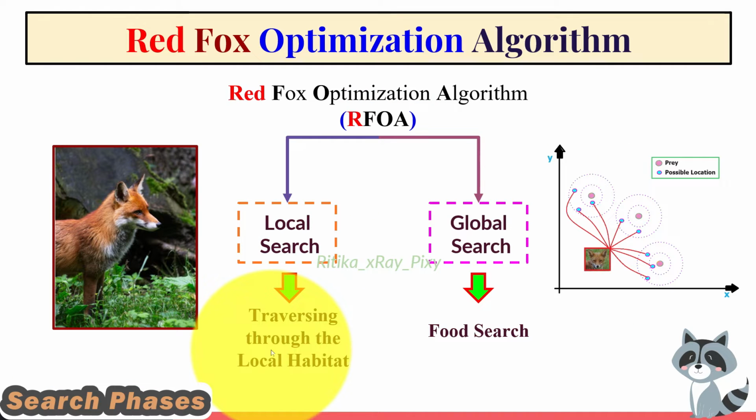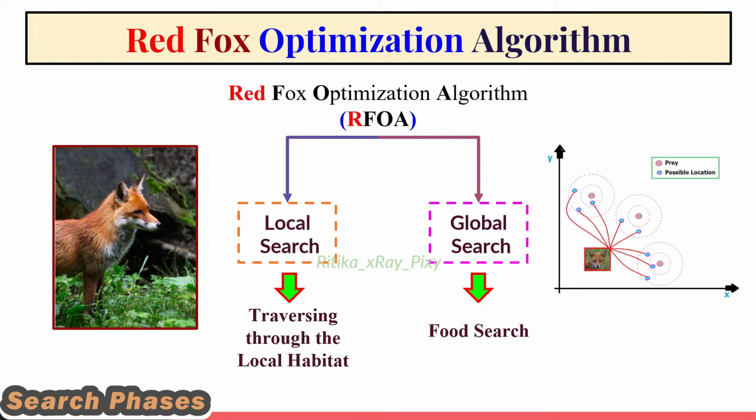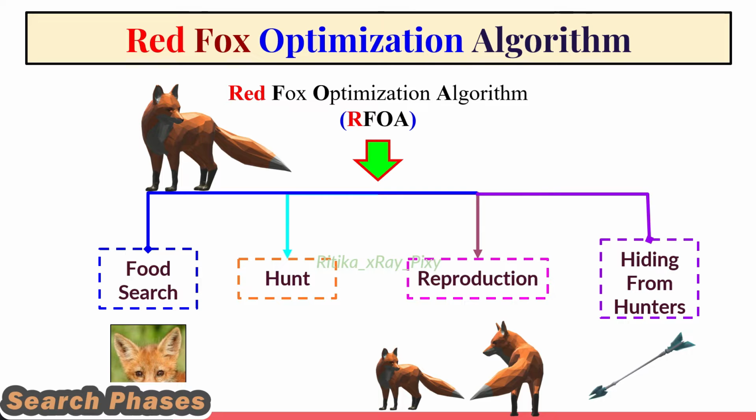Like other meta-heuristic algorithms, in the red fox optimization algorithm, again we have local search and global search. All search agents will move according to local and global movement. So in this algorithm, to search for a better position, all search agents will move according to local and global movements. The algorithm simulates different red foxes' real life behavior.